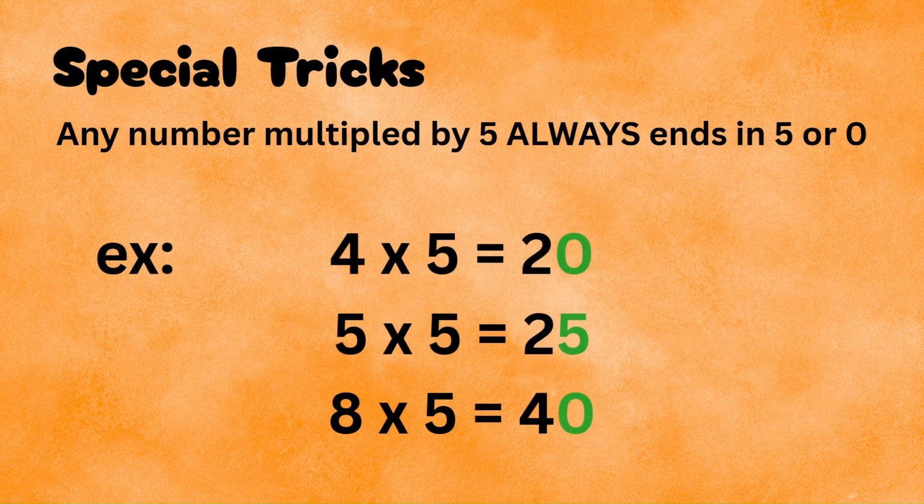Any number multiplied by 5 always ends in a 5 or a 0. 4 times 5 equals 20, which ends in a 0. 5 times 5 equals 25, which ends in a 5. And finally, 8 times 5 equals 40, which ends in a 0. Try it yourself. Any number multiplied by 5 ends in a 5 or a 0.